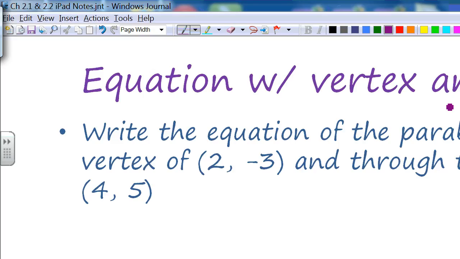Now, equations with vertex and point. We're going to write the equation of the parabola that has this vertex and goes through this point.